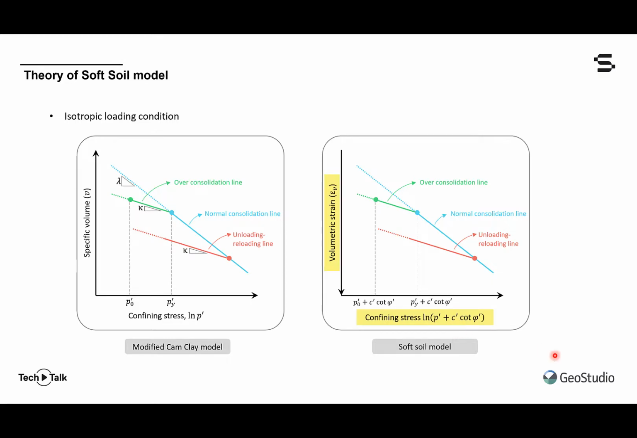Since the coordinate space in the soft soil model is not identical to that of modified Cam clay, the compression indices are called modified compression index and modified swelling index. The asterisk on lambda and kappa is used to distinguish the difference between soft soil and the original modified Cam clay indices.